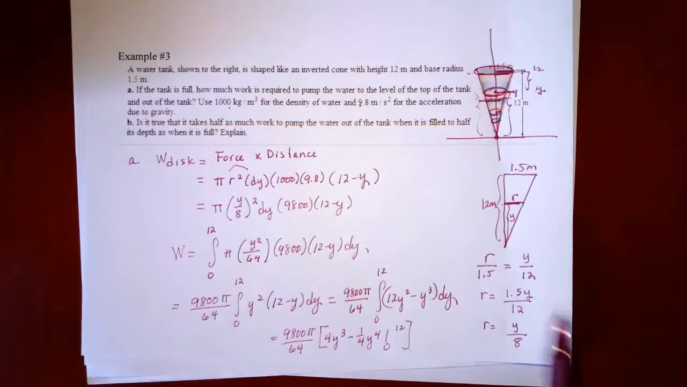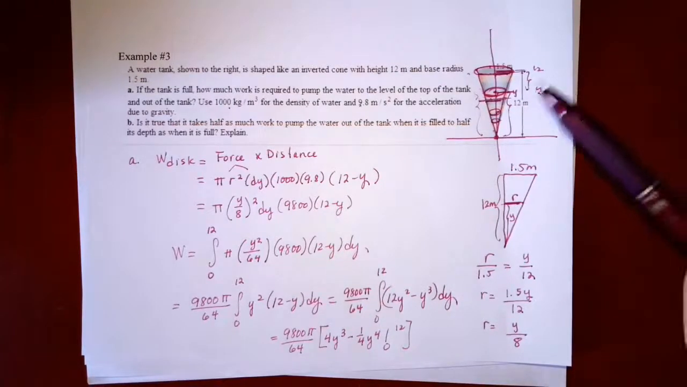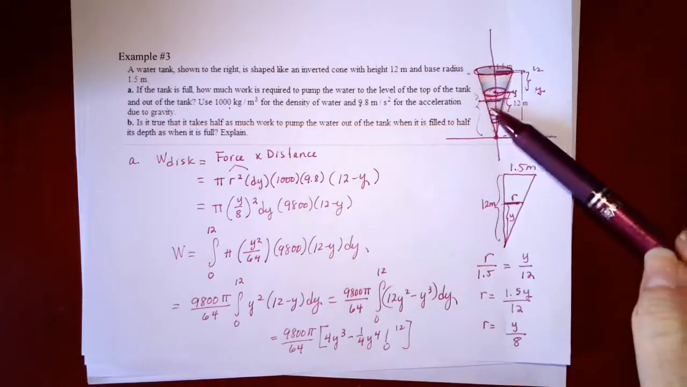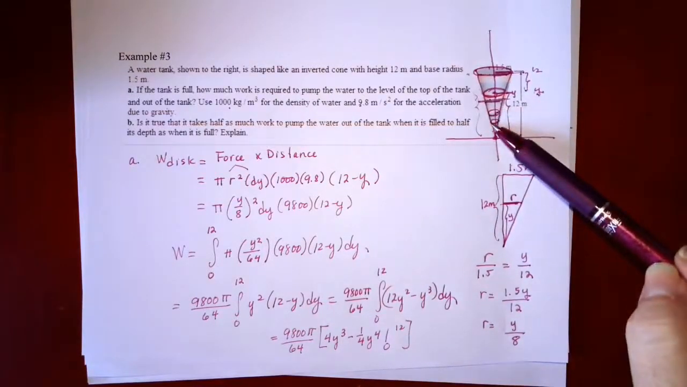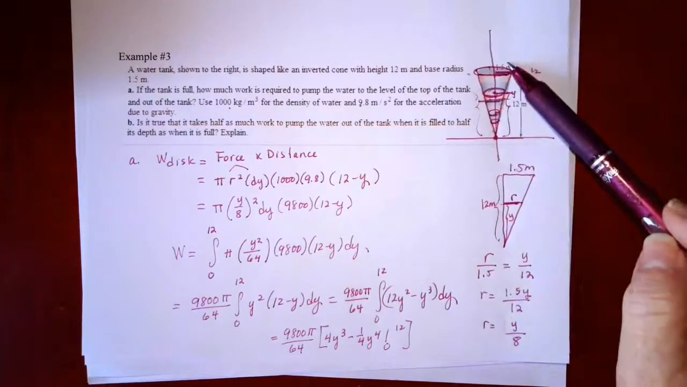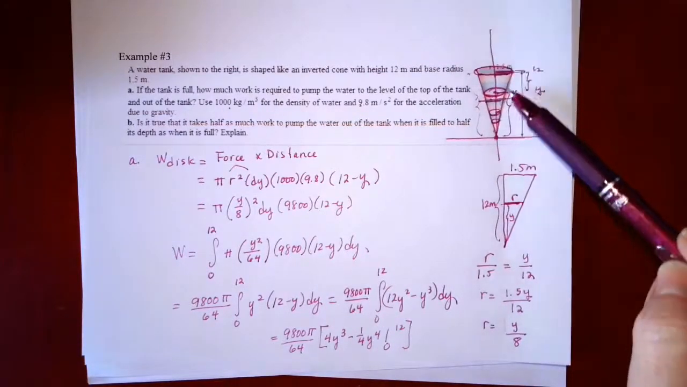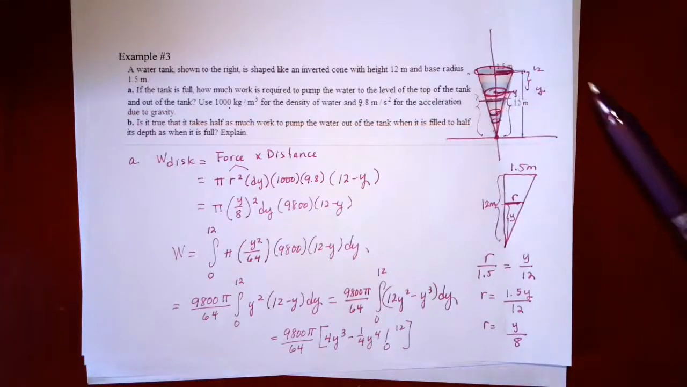You're exactly right, for a couple reasons. Work depends not only on force but also on distance. You notice we have a lot less volume down here, but it has a further distance to travel. And so it wouldn't be symmetric as far as the amount of work done for the bottom half as it is for the top half. Good job.